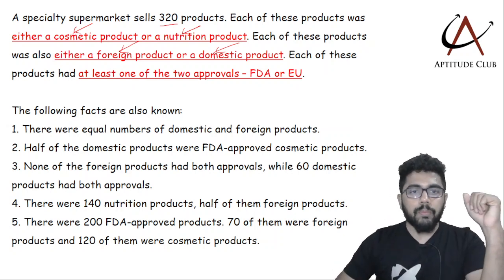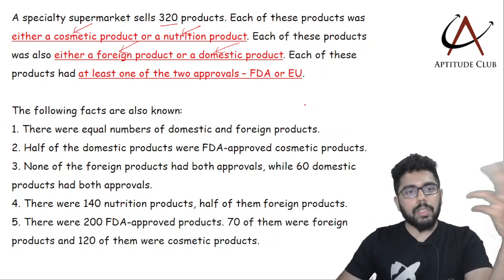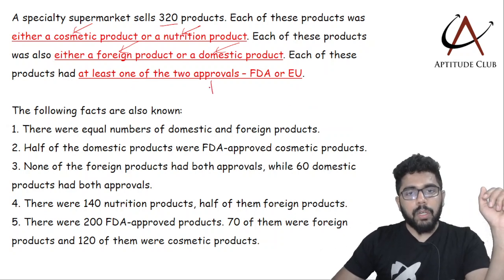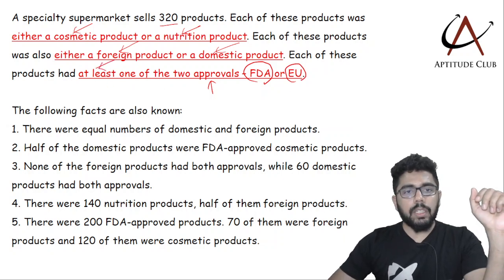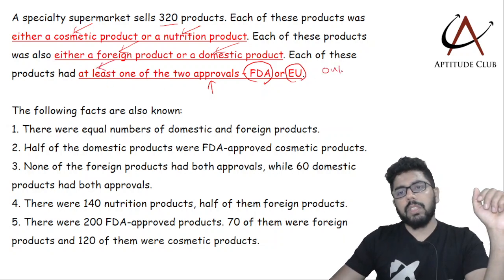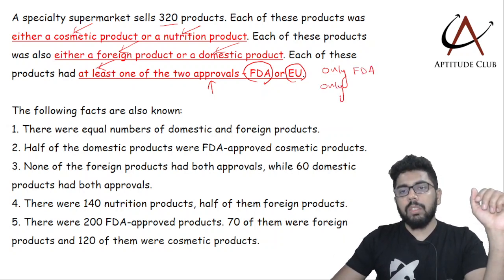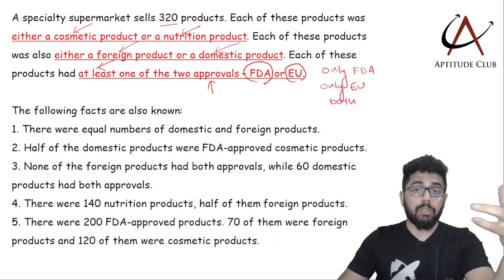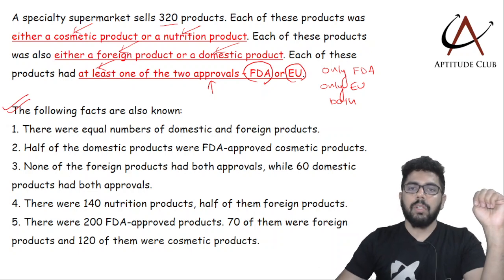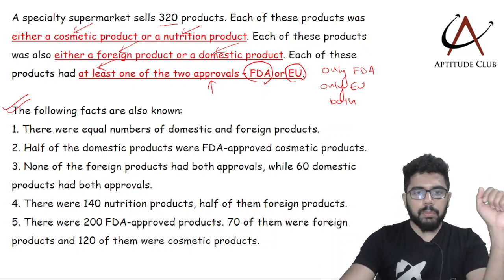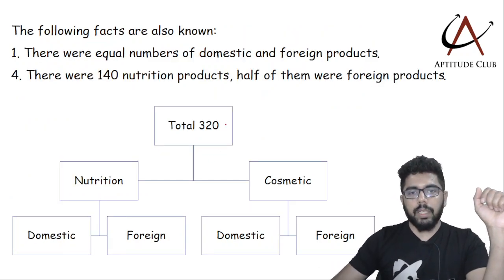Four types. On top of it, we have another classification based on the type of approval. So it is either FDA approval or EU, and because it is written at least one, I will have products which have only FDA approval, products which have only EU approval, and products which will have both the approvals. This is also possible, and then some additional information is given. So we'll cover this information, but before that, let's see what the structure will look like.